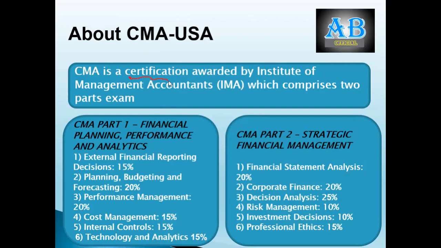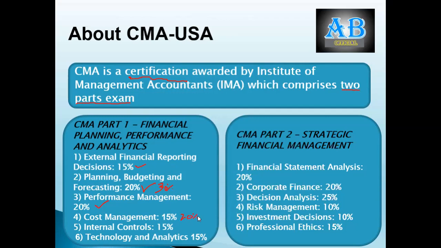CMA is a certification awarded by the Institute of Management Accountants, which comprises two-part exams. This is important. How many parts does this exam have? Only two parts. The first part is financial planning, performance and analytics, and this is the syllabus weightage. External financial reporting decisions 15%, planning, budgeting and forecasting 20%. Keep in mind that before 2020, the weightage of this area was 30%. Performance management 20%, cost management 15%, and again, before 2020 it was 20%.